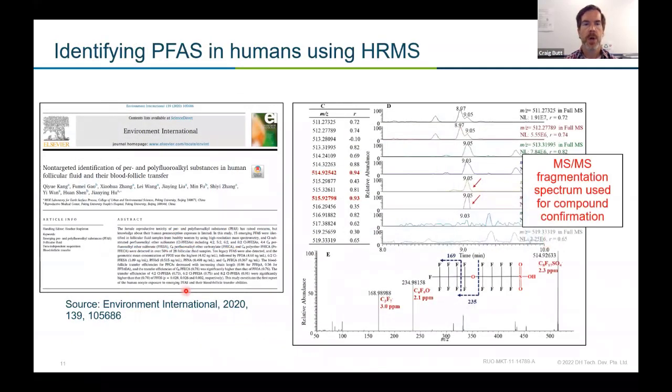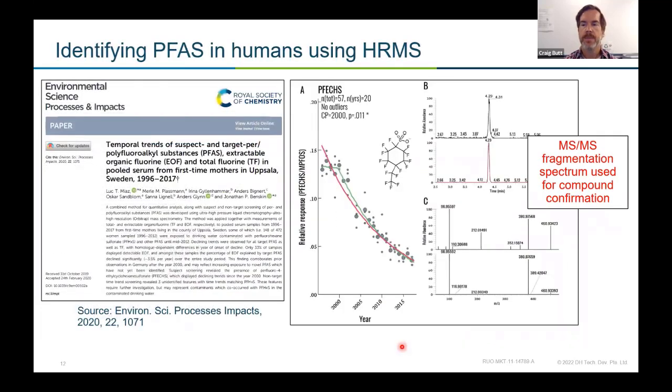All right, so that was more on the nominal mass side, but of course we can use accurate mass techniques to try to understand what else may be in there, as well as using fragmentation patterns and looking at those patterns to confirm the identity of what is being detected. Here is another example, work out of Sweden, showing a cyclic PFAS compound and using the MS/MS fragmentation pattern to in fact confirm its identity.